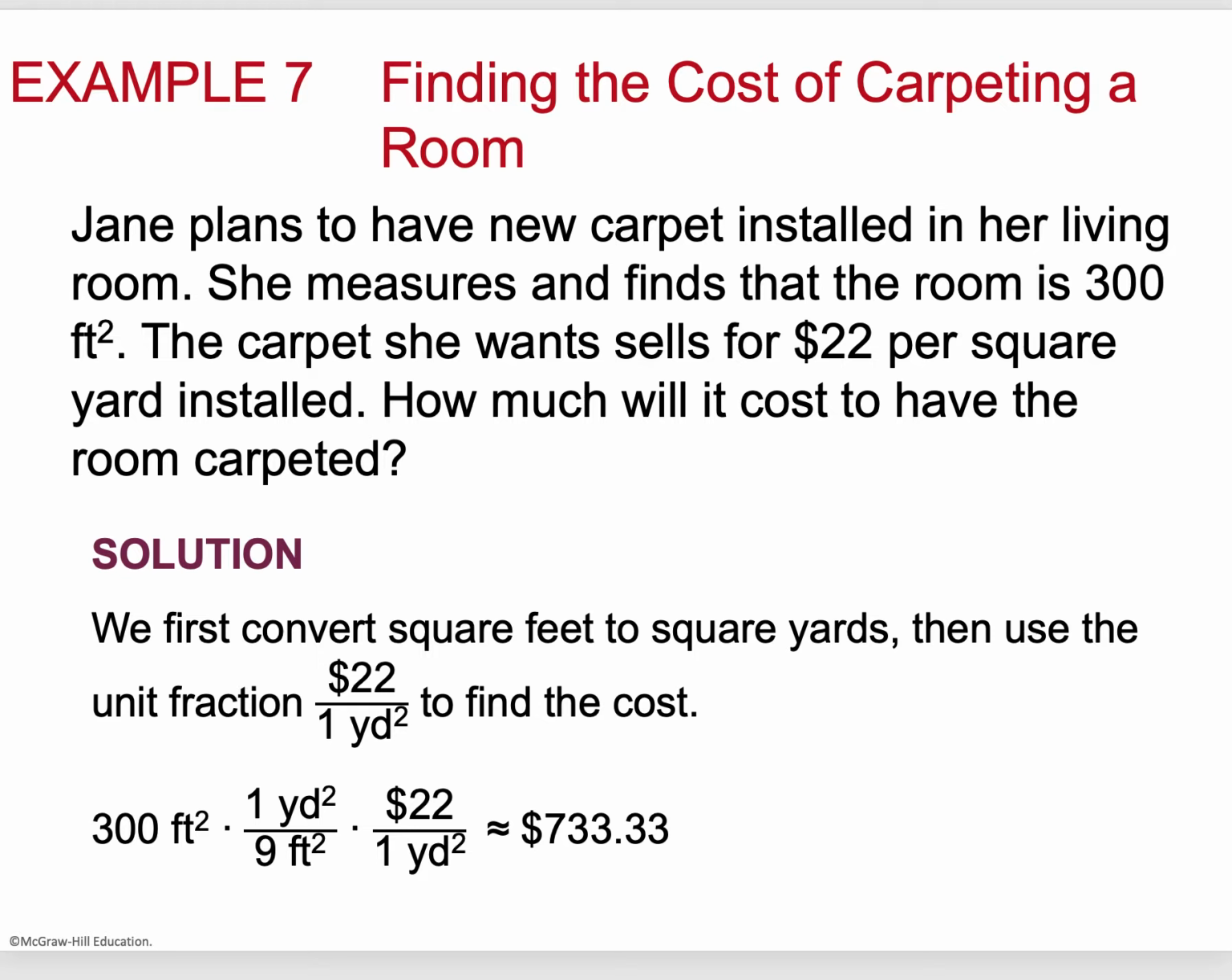So if we look here, I want to convert square feet to square yards. I'm going to use the unit fraction $22 per yard squared to find the cost. So I'm going to do 300 feet squared. I know I want feet in the denominator, so that's how you find the fraction. And then I have to say, okay, once I have it in yards squared, I have to multiply it by $22 to figure it out. So I convert to yards by taking 300 divided by 9, and then I multiply that value by 22, and I get $733. It's kind of expensive.